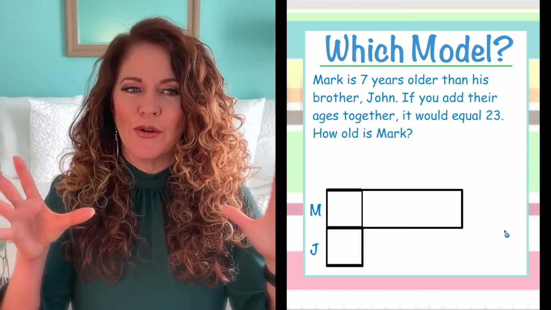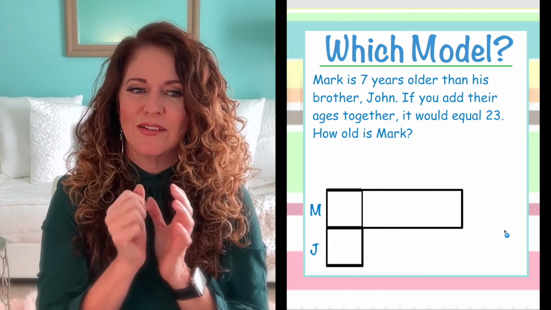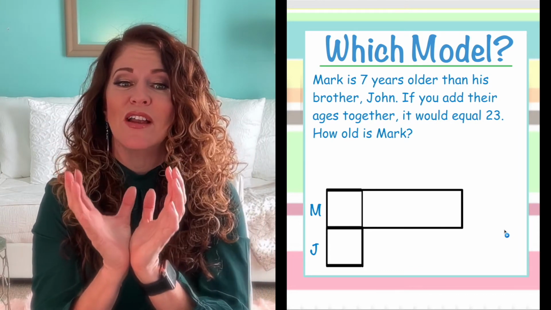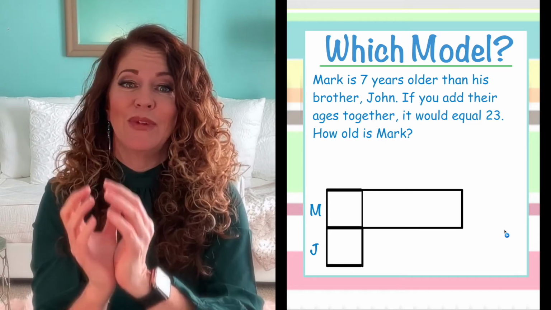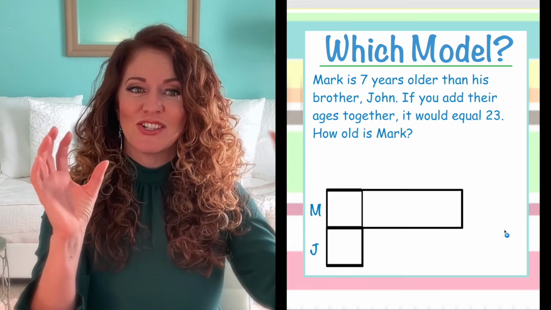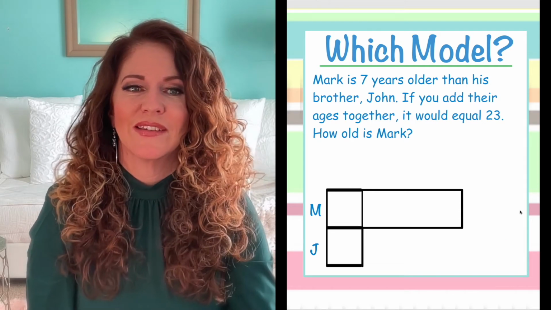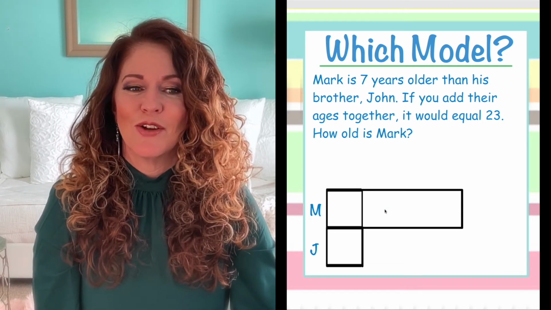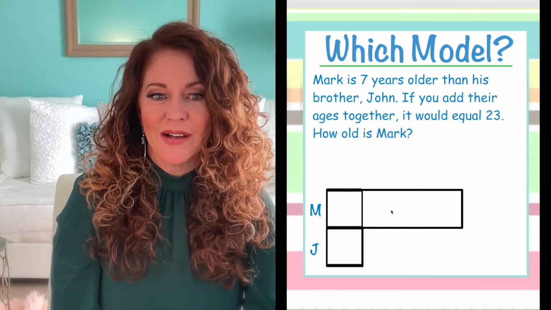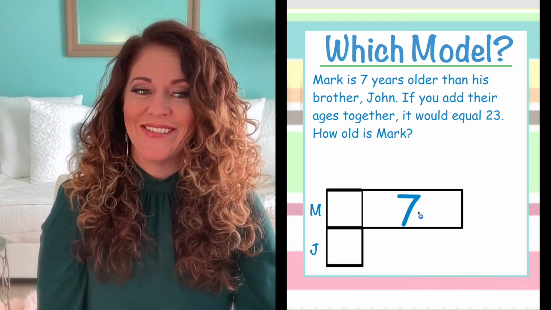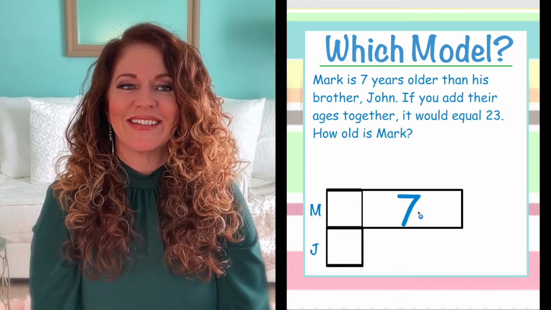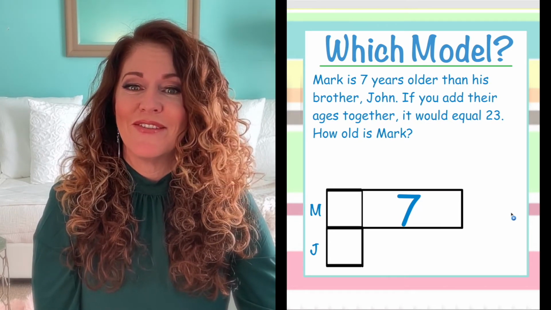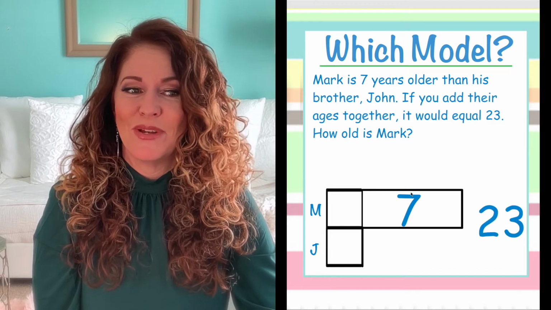I also know, and the reason why I've got two different boxes for Mark, is I'm going to be looking for that information that Mark and John have in common, and then I'm looking for that extra years older that Mark is. And it tells me here that Mark is 7 years older, so I know right away that the extra box that Mark has that John doesn't have is 7, because he's got 7 extra years on his brother John. I also see that if I add their ages together, it would be 23.